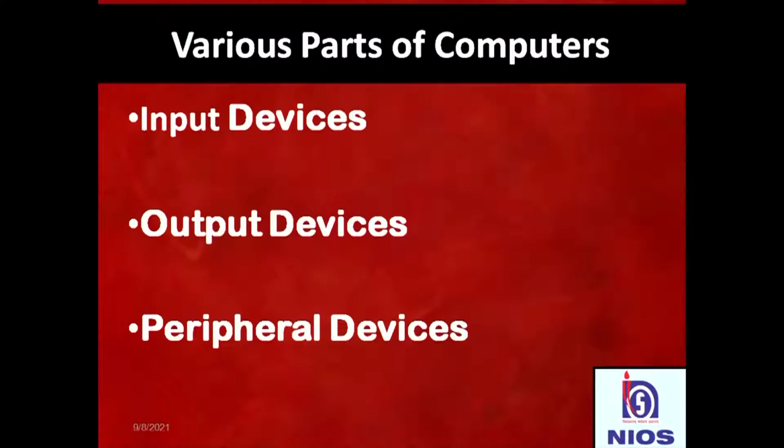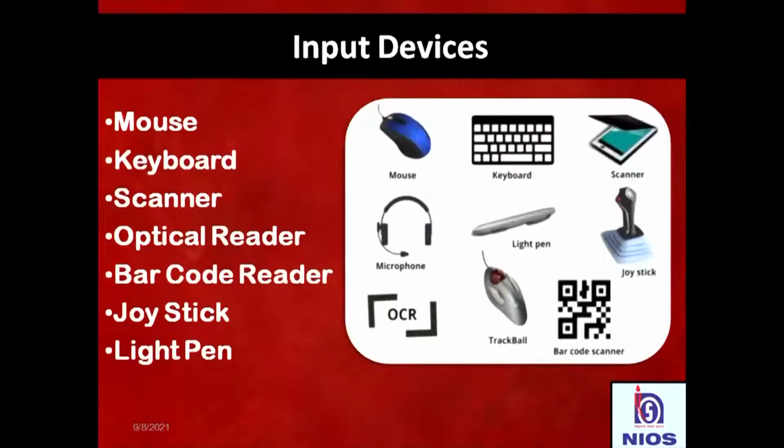Moving to the next, let us discuss various parts of a computer, which includes input devices, output devices and other peripheral devices. First, we will discuss input devices. Input devices include mouse, keyboard, scanner, optical reader, barcode reader, joystick, light pen, etc.